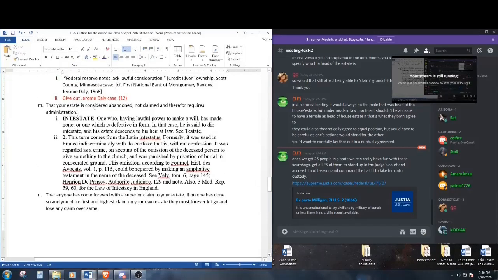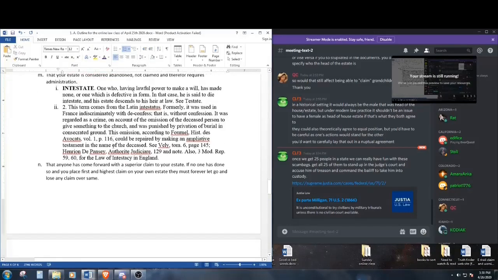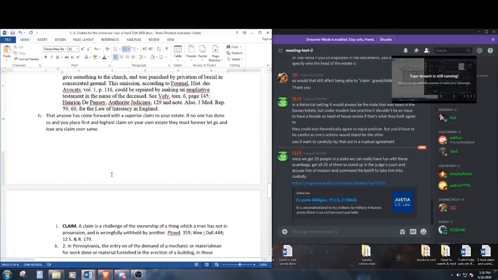So that's intestate, so that your estate is considered abandoned. Let's move on to N. N is that anyone has come forward with a superior claim to your estate. If no one has done so and you place first and highest claim on your estate, they must forever let go and lose any claim over the same. That's exactly how we have it written in the KW.